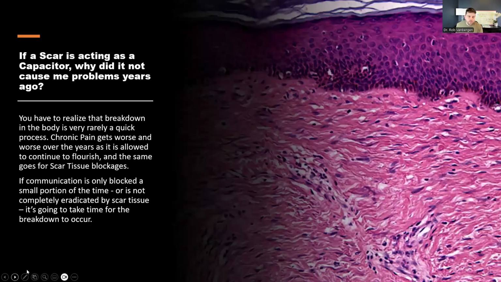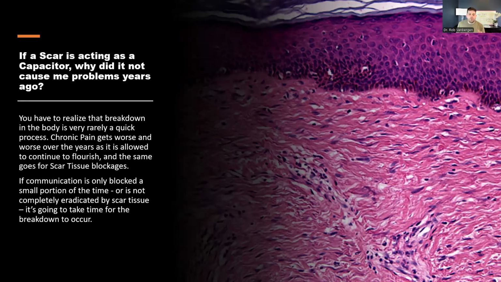So, scars act as capacitors, right? So what this means is that they store the electricity. And a common question is, well, this is a scar I've had my entire life. So why is it a problem?